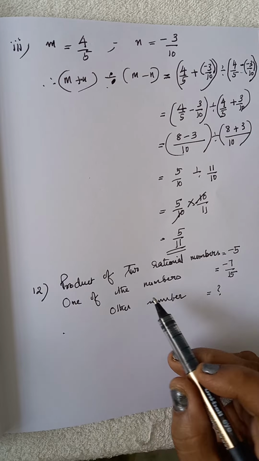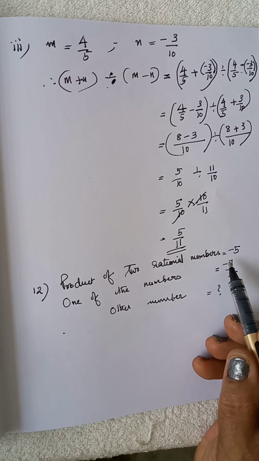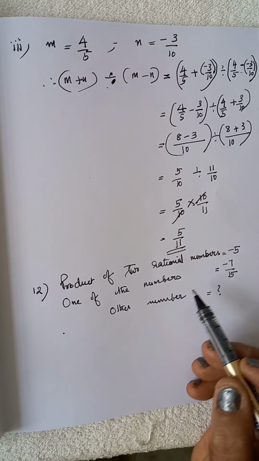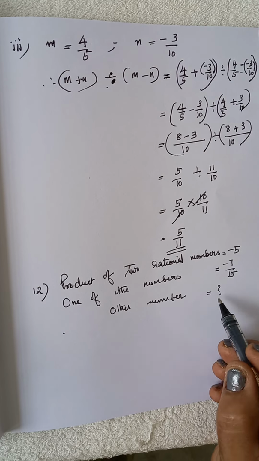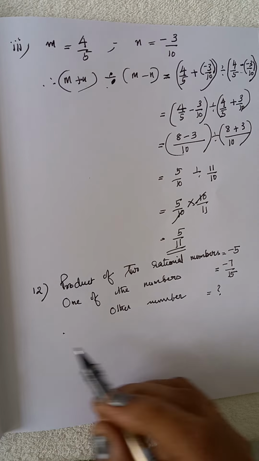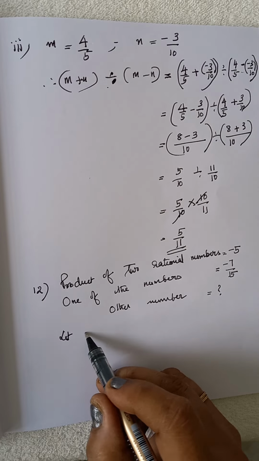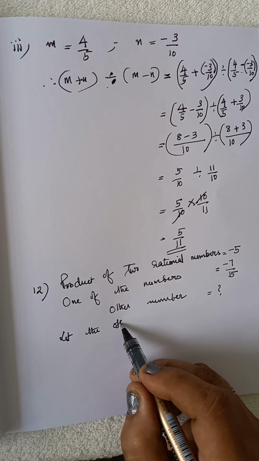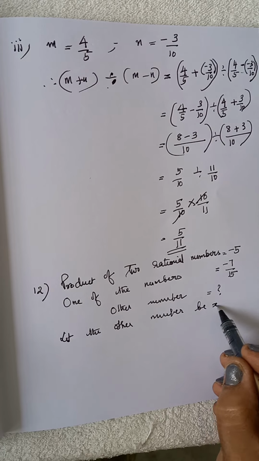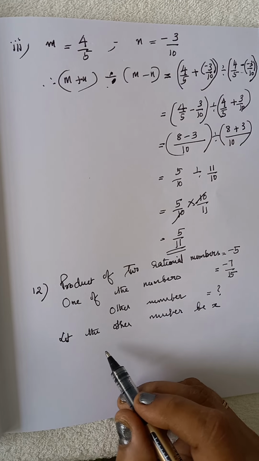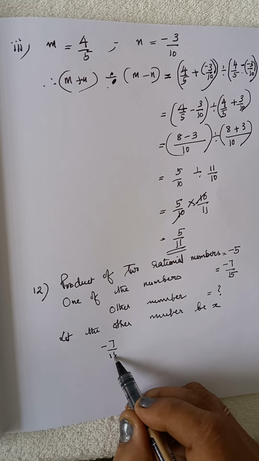So it is given in the question that the product of two rational numbers is equal to minus 5. One of the numbers is equal to minus 7 by 15. The other number is equal to question mark. What is that number? So let us write this. Let the other number be x.